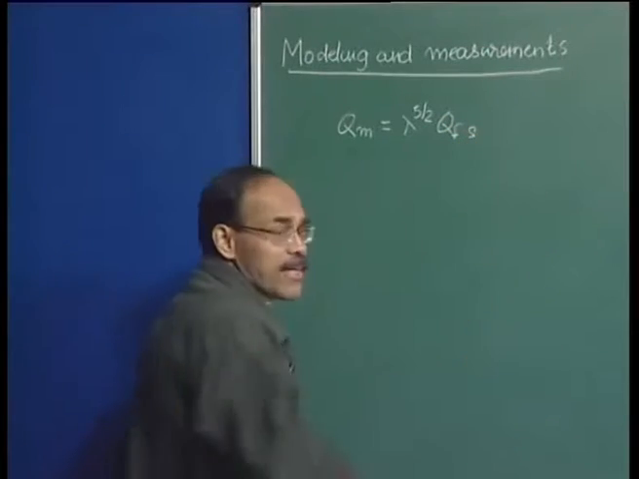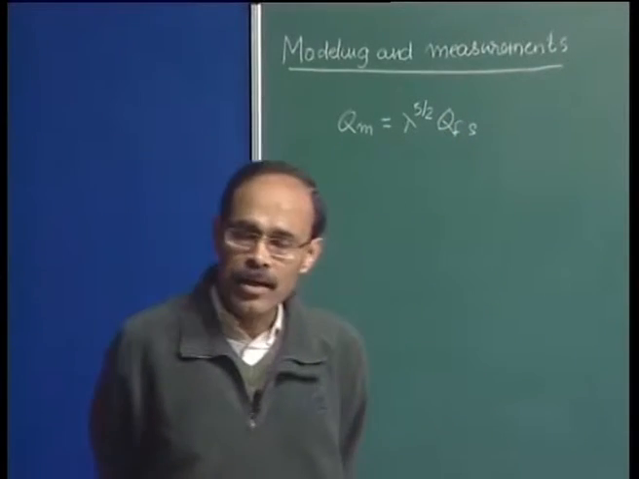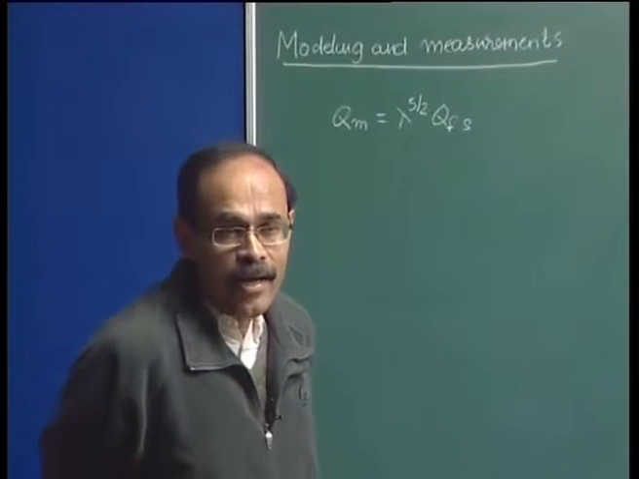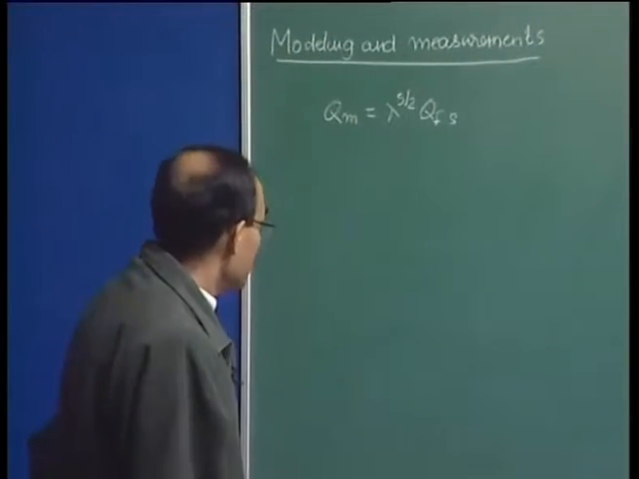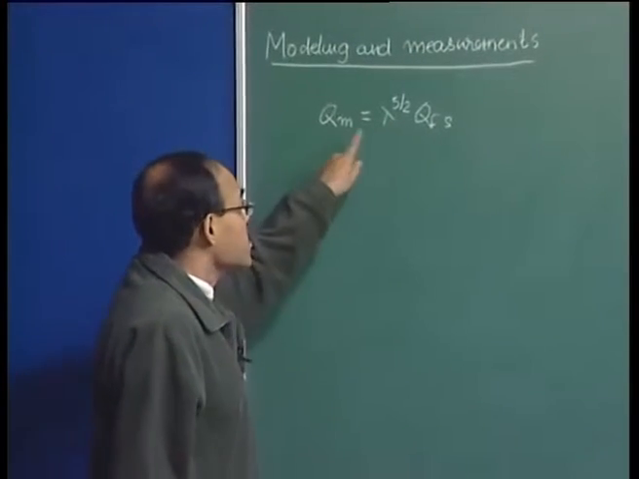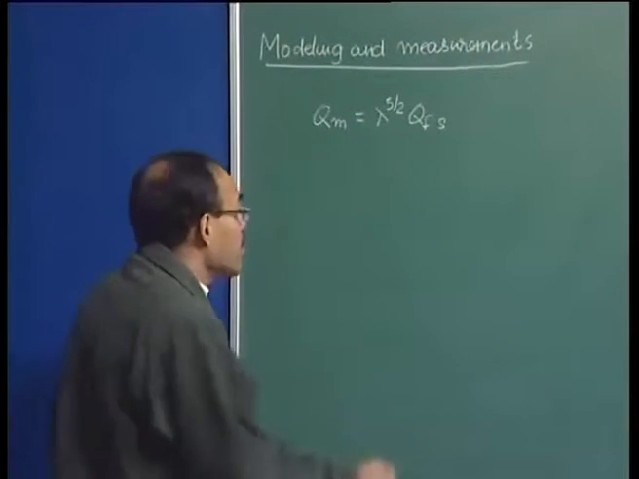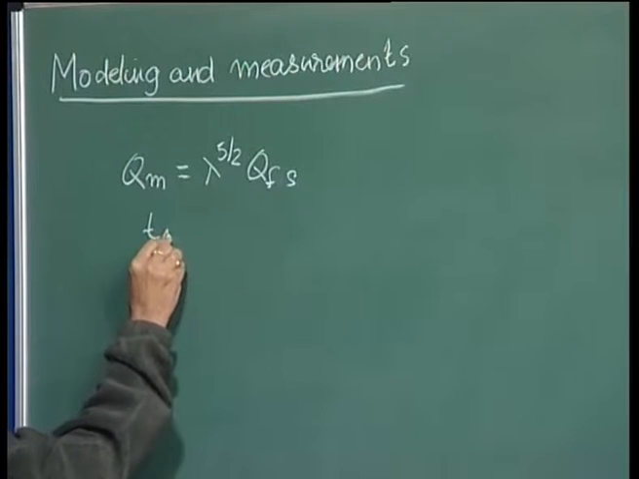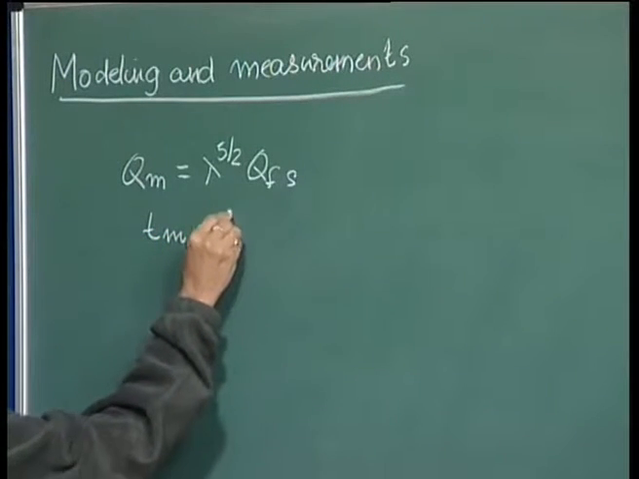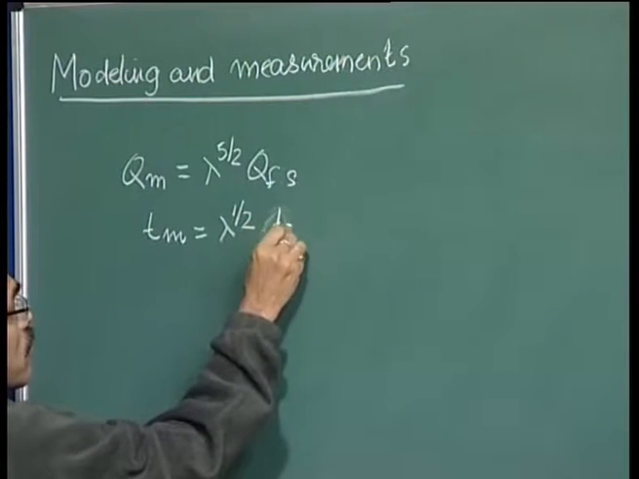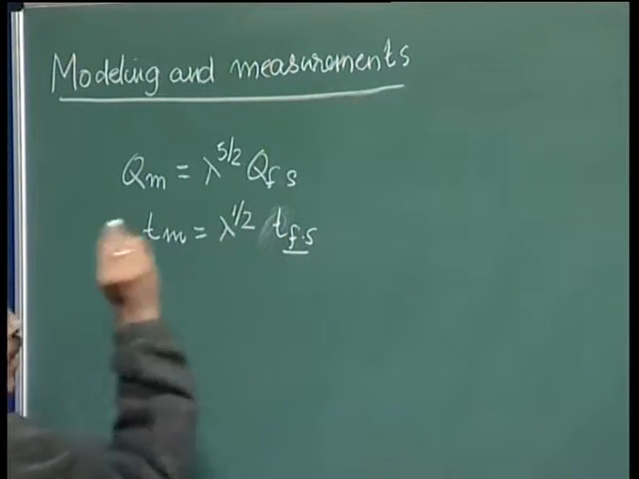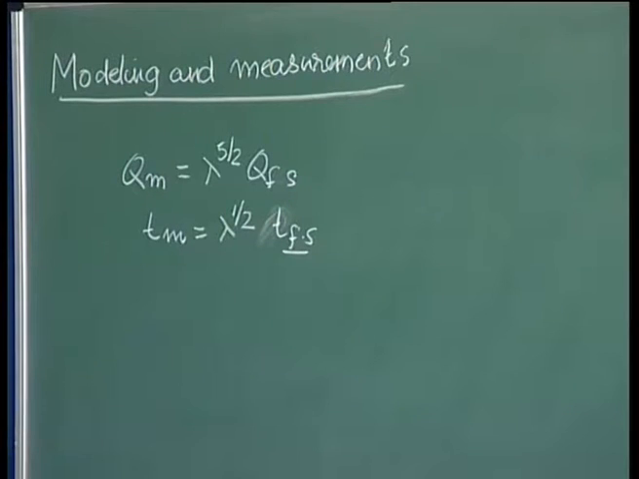I have also indicated and talked about kinematic similarity, and I said that if there are geometric similarities between the two ladles, for example, and if the flow rates are scaled in accordance with this equation, then the corresponding time scale in the model and the full scale are going to be related in proportion to lambda to the power half. This also we have talked about.